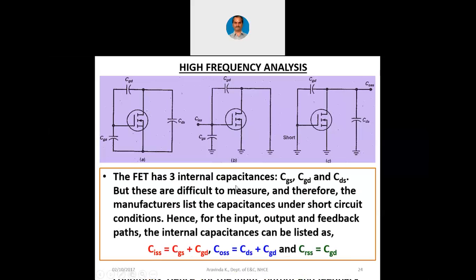The FET has three internal capacitances, CGS, CGD and CDS, but these are difficult to measure, and therefore the manufacturers list the capacitances under short circuit conditions. Hence, for the input, output and feedback parts, the internal capacitance can be listed as CISS from the input side is CGS plus CGD, and COSS from the output side is CDS plus CGD, and then we also define one more CRSS, that is called CGD, gate to drain, that is working here as the feedback capacitance. Now please note, this is the approach that is followed by the Malvino textbook.